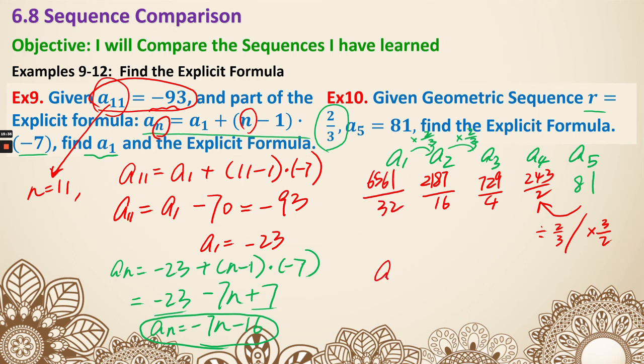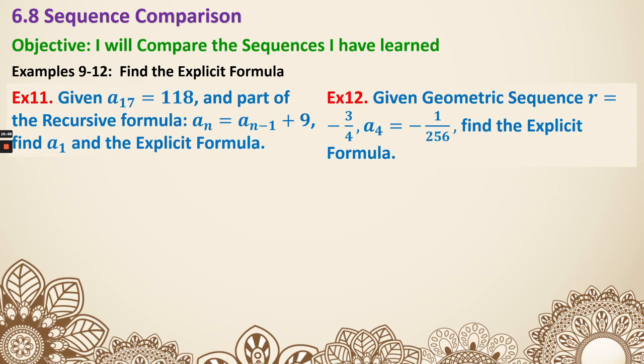My explicit formula is going to be a sub n equals 6561 over 32 times my r is 2/3. Make sure you still use 2/3. Even though we have this number, that is not our r. That is r backwards. We still need to use the original r, which is 2/3, to the n minus 1 power. That is example 10.